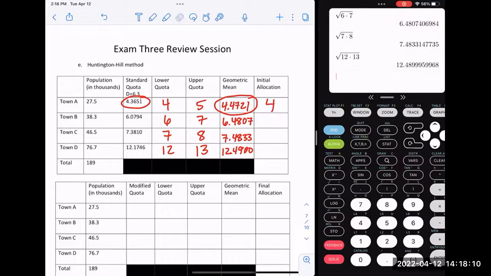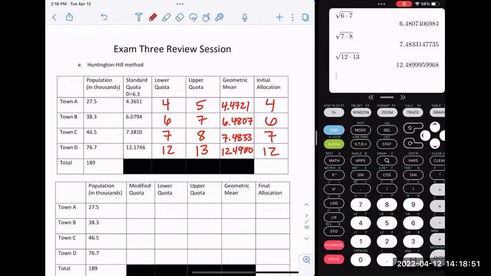So then if I look at the next one, 6.0794 is also smaller than this geometric mean 6.4807. So that means I'm going to round down or use the lower quota, which is 6. 7.3810 is also smaller than that geometric mean of 7.4833. So I'm going to use 7. And then 12.1746 is smaller than 12.4900. So I'm going to use the lower quota of 12. So they all turned out to be smaller on this example, but that just happened to work out this way.